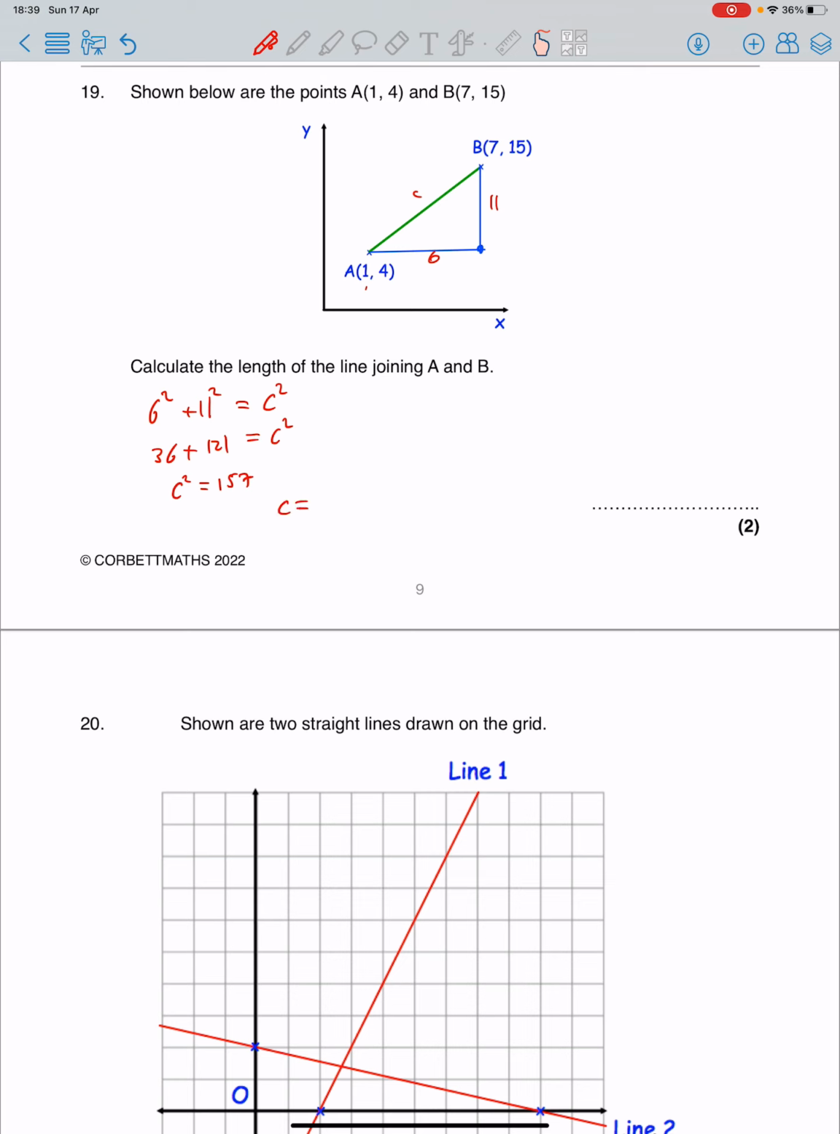So then c is equal to the square root of 157. I think it's okay to leave it like that, so I'm just going to leave it like that. Don't actually need to put c, just the square root of 157 should suffice.